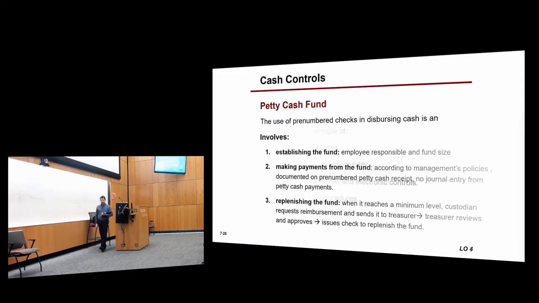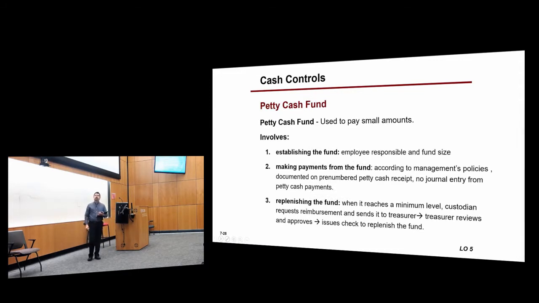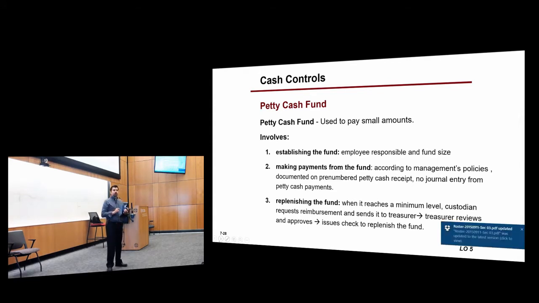Now we get to petty cash fund. Now petty cash fund is, like we mentioned, done usually for small payments where it's not efficient or useful to actually go through the voucher system for such small amounts. Okay? It involves basically 3 steps. First one is when the company will establish the fund. By establishing the fund, we mean the company will decide who is going to be in charge of that fund, who's the custodian of that fund, and the company would also decide on the size of that fund.